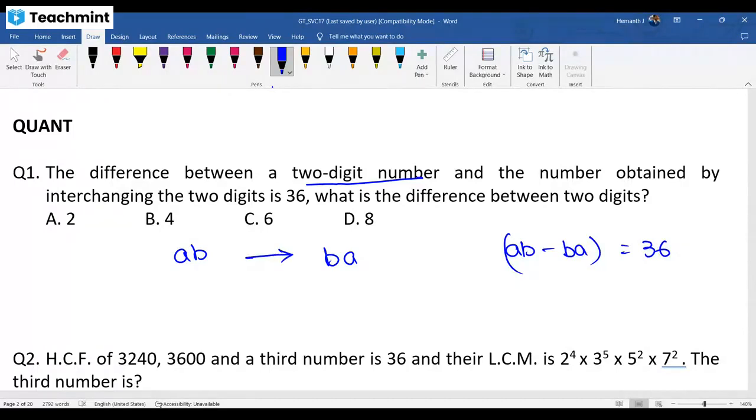Now, my dear friends, let's take one basic example, 27. We know 2 is in tens place, so 2 into 10. 7 is in units place, 7 into 1. We can write it like this: 2 in tens place, 7 in units place. Again, it will give 27 only.